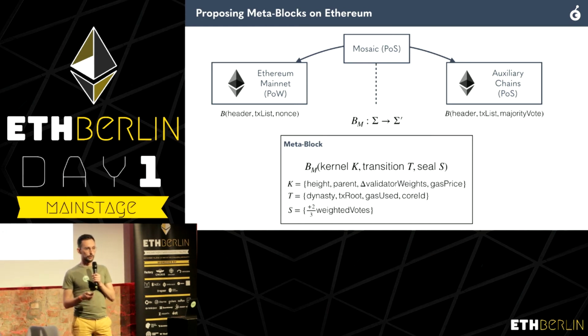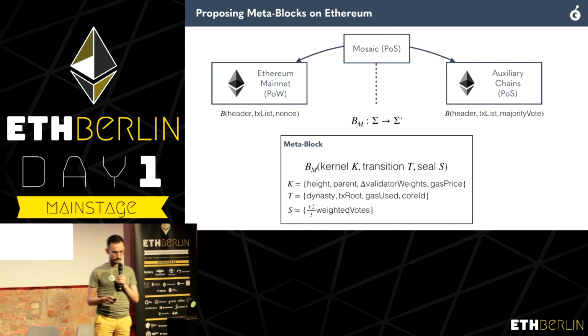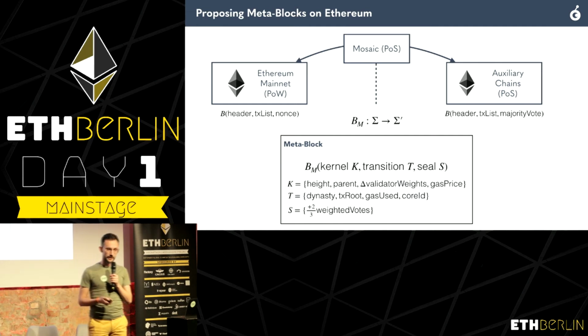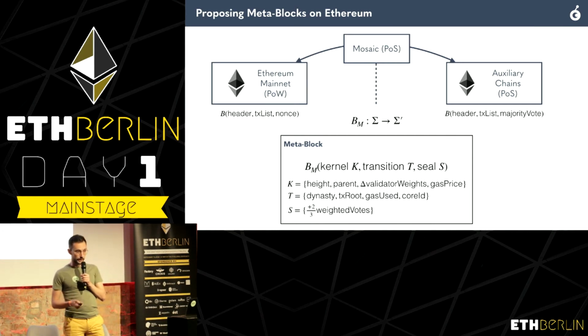And so a kernel, because it's important, has the height and the parent, as you would expect for a normal block. It also will specify the change to the validator set. And interestingly, I'll touch on this later, there's a voted-upon gas price that is valid for that whole block.